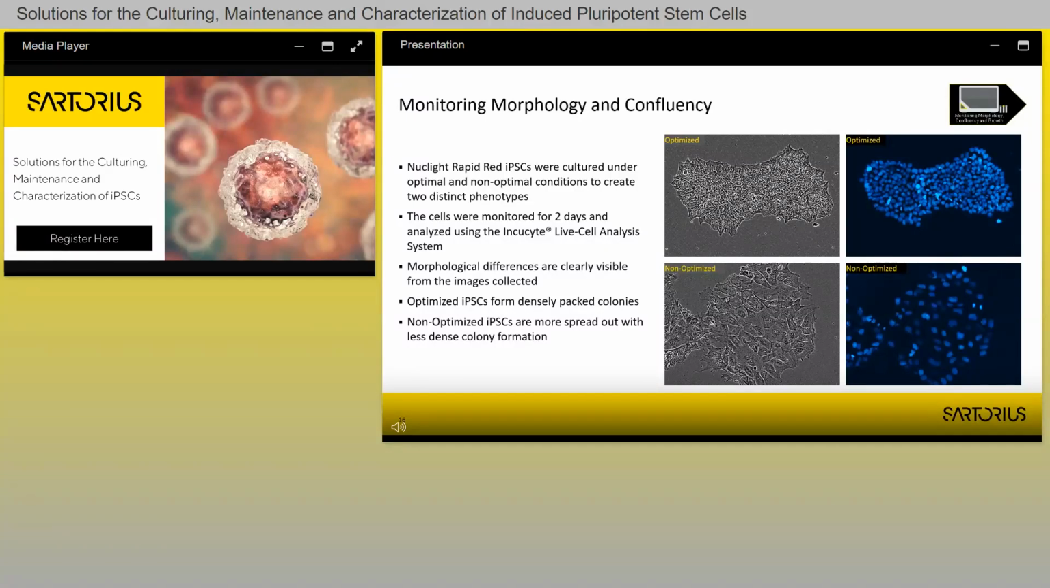The cells were monitored for 2 days and then analyzed using the Incucyte live cell analysis system. And as I've mentioned, the morphological difference is clearly visible from the images collected. The optimized iPSCs form densely packed colonies, which you can see from the nuclear staining on the right-hand side, and the non-optimized iPSCs are far more spread out with a less dense colony formation, more indicative of a fibroblastic appearance. And you can again see that with the nuclear staining of those particular cells on the right-hand side at the bottom.